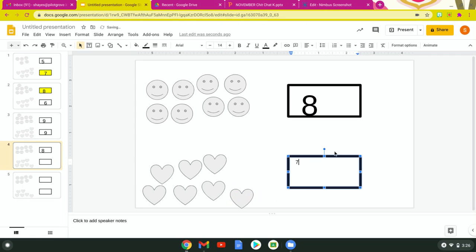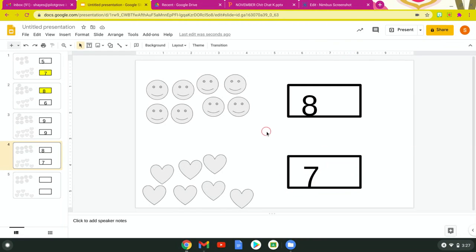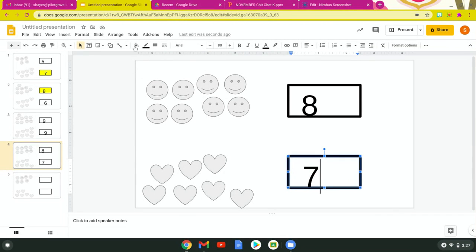Now this time, instead of doing greater than, I want to do less than. So which of these is less than? Think in your smart brain. What does less than mean? Less than means, you guessed it, smaller. So which of these is smaller? You're right. 7 is less than 8 because 7 is a smaller number than 8. So there's less hearts than there are smiley faces.